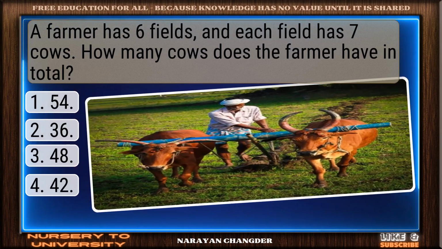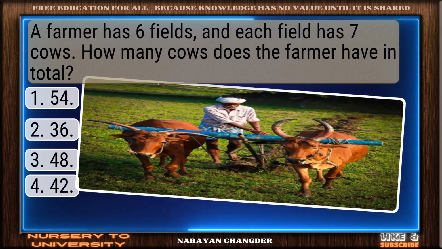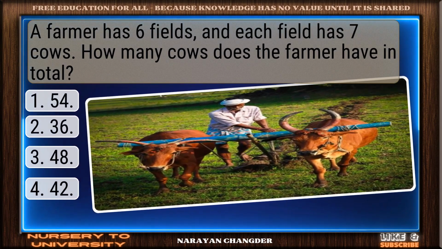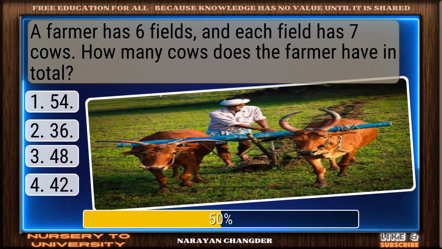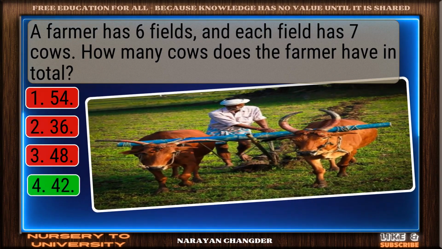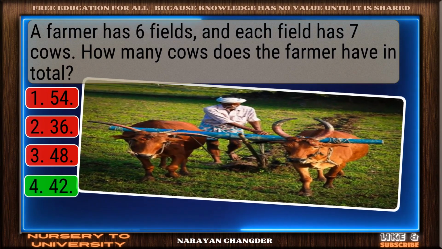A farmer has 6 fields and each field has 7 cows. How many cows does the farmer have in total? You chose 42 and it is correct.